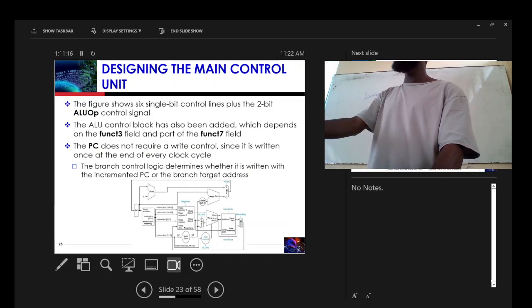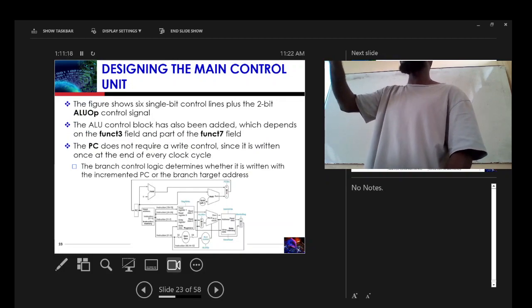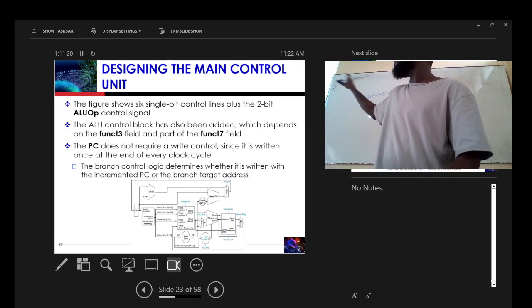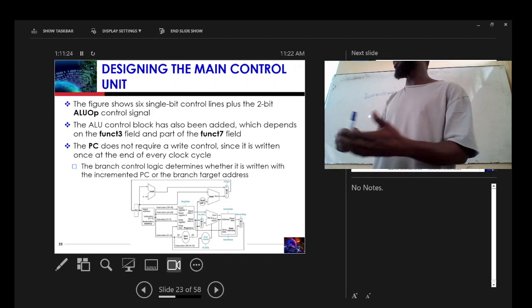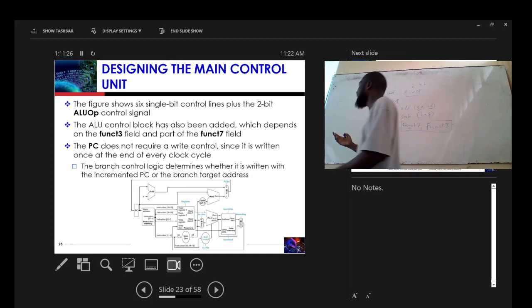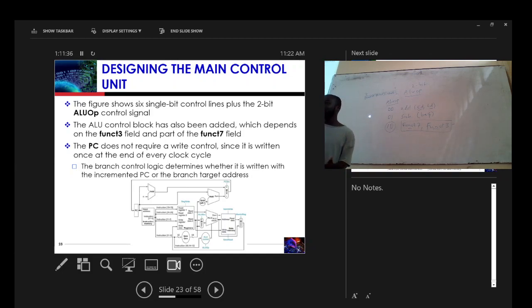So now we have talked about the data path and all of that, but we have not talked about how to generate the controls. How do we generate the controls? We know we can generate the control for the ALU operation, but how do we generate the control for memory, write, and all the rest of the operations?